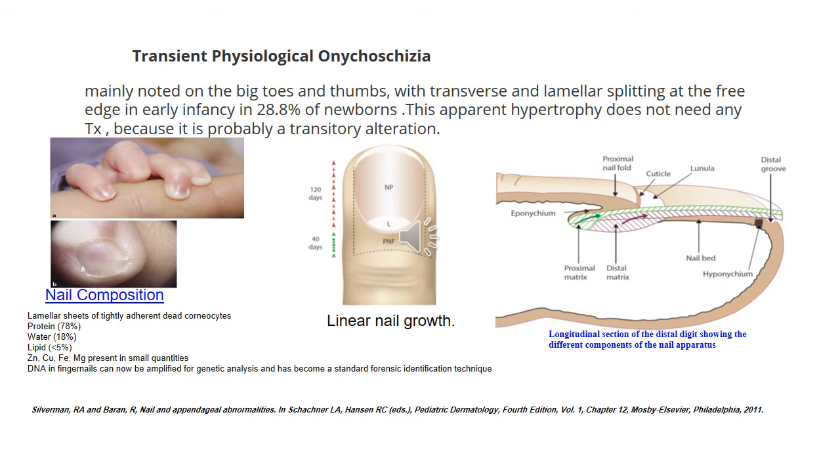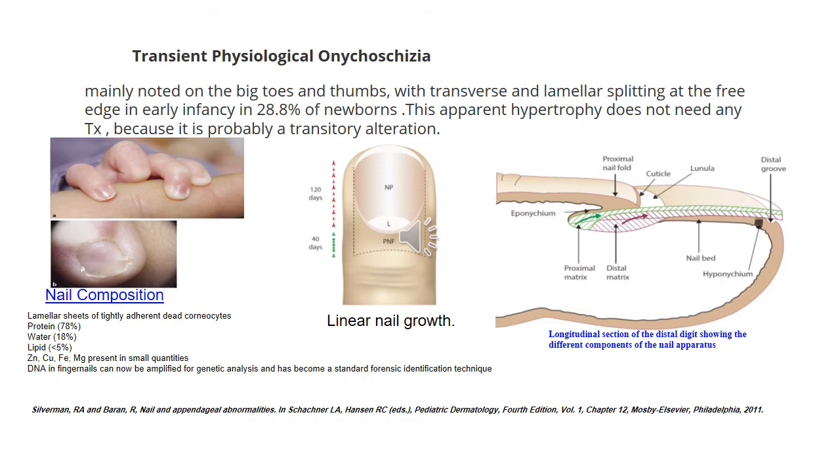You should know something about the composition of the nail. Here you see there is protein, water, and lipid, but trace elements are also important, which include zinc, copper, iron, and magnesium. Here there is the linear nail growth, and this is the nail plate, proximal nail fold, and these are the days of growth of the nail from the proximal nail fold, and this white colored area is called the lunula.